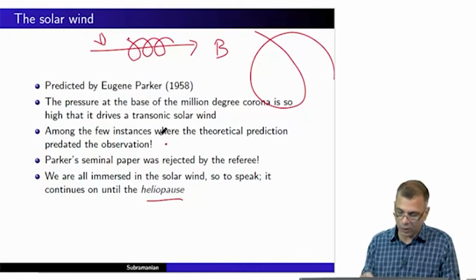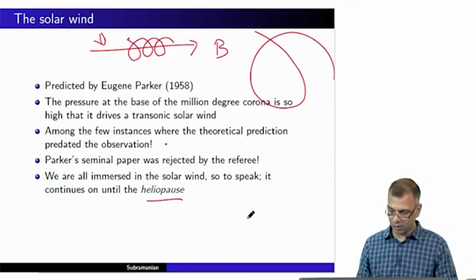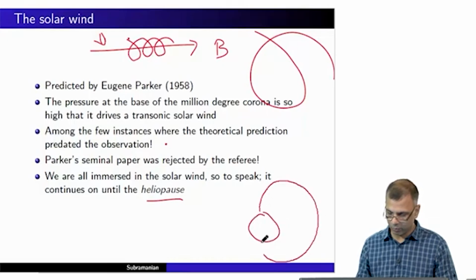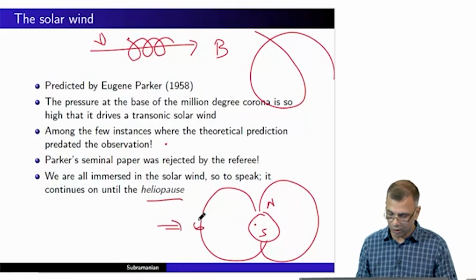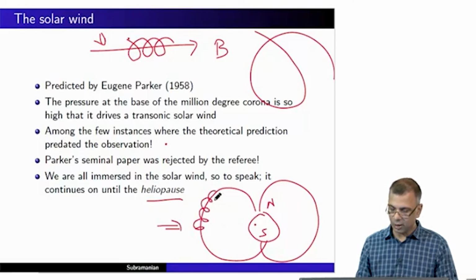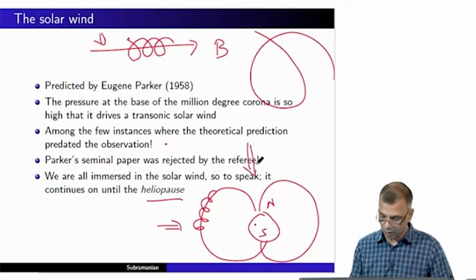So if the earth was somewhere here, this would be the geomagnetic field, which is a dipole like this. This would be the north pole and this would be the south pole. If you're standing at the equator, it looks somewhat like this. A charged particle coming in like this gets caught, and it gyrates along the magnetic field. Whereas if a charged particle is coming towards the poles, it has relatively easy access.